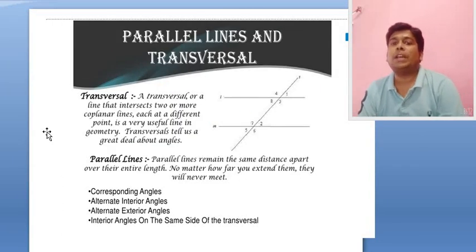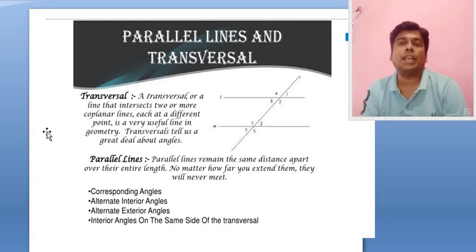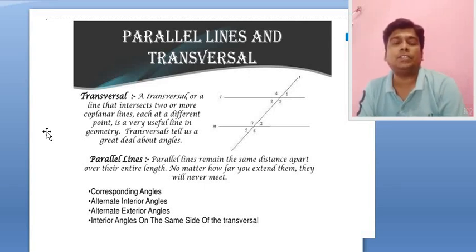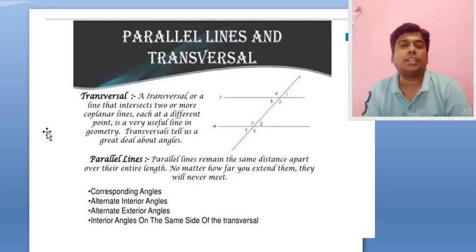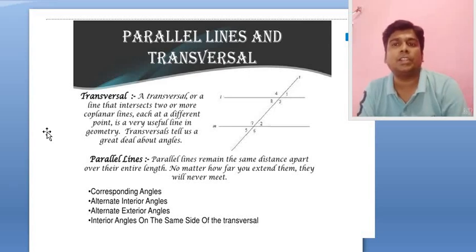So now it is parallel lines and transversal, which you have studied in class 8. So we will have a brief recap very fast. What are parallel lines? Previously we have studied that two lines which never intersect each other are called non-intersecting lines, and non-intersecting lines are called parallel lines.